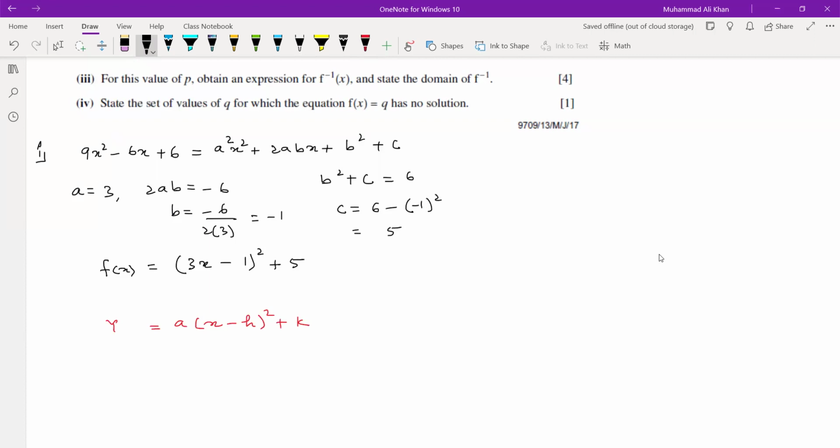What is the reason? The reason is in our general curve the coefficient of x is 1, but here the coefficient of x is 3. Now, if we take the common out, y equals 3 common, so it will be x minus 1 over 3 whole squared plus 5. So what is the value of a? 3? No, it's not 3.